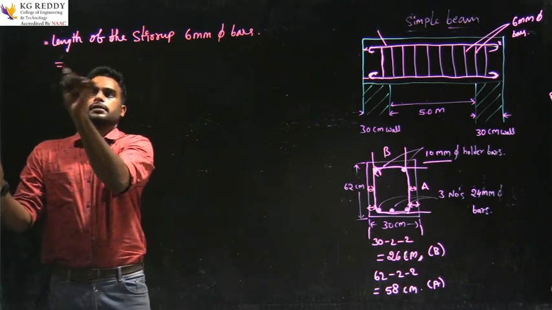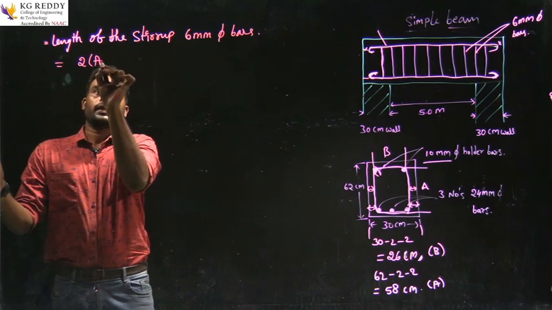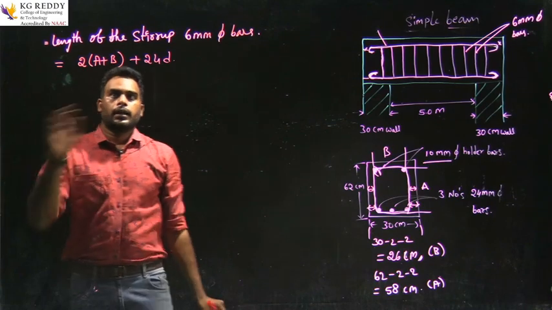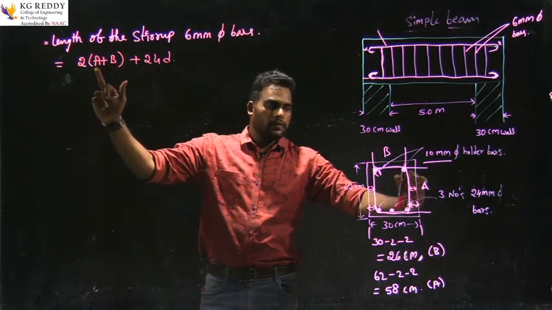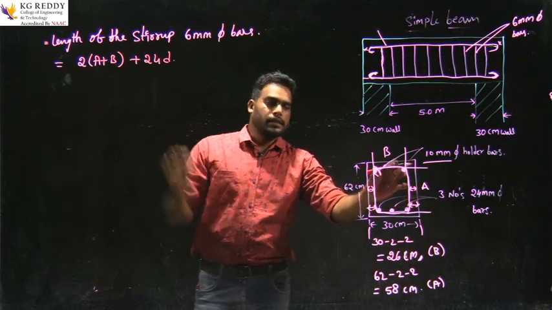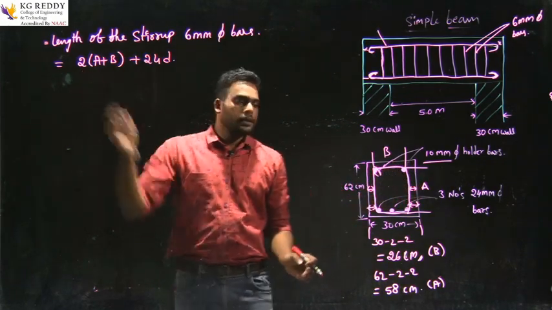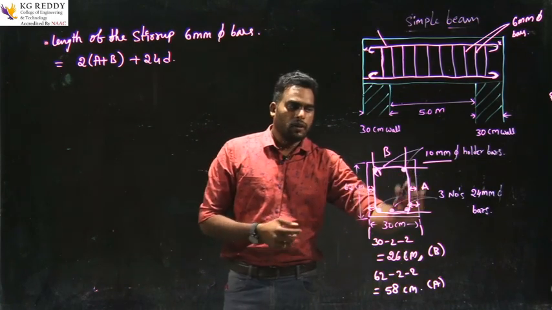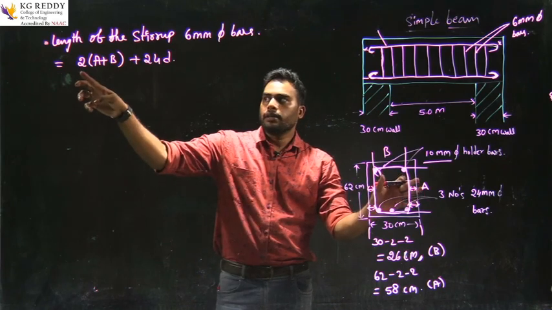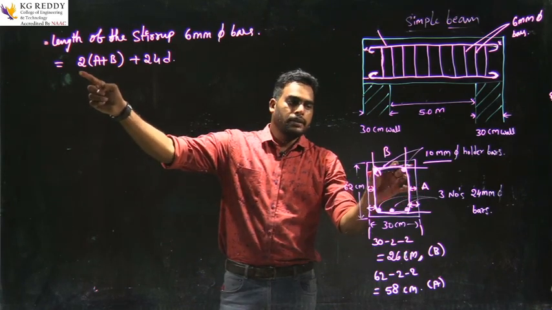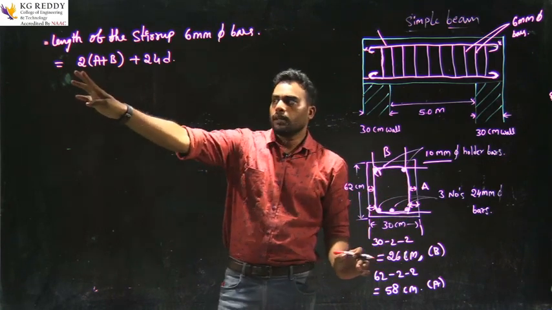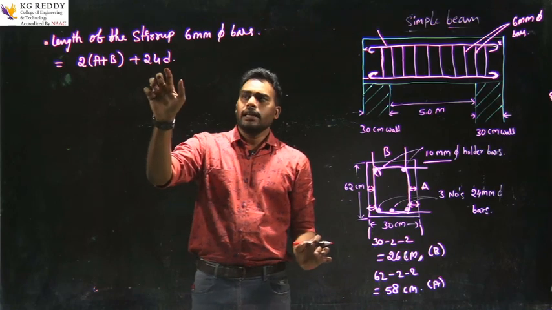So the formula is 2 into (a plus b) plus 24d. Here a is one side of the stirrup and b is the other side of the stirrup. So why is 2 mentioned here? Because this side has an a length and this side also has the same a length, so we took 2 common. And b, this is also a b length and this is also a b length. That's why we took 2 common, and d is the diameter of the stirrup.